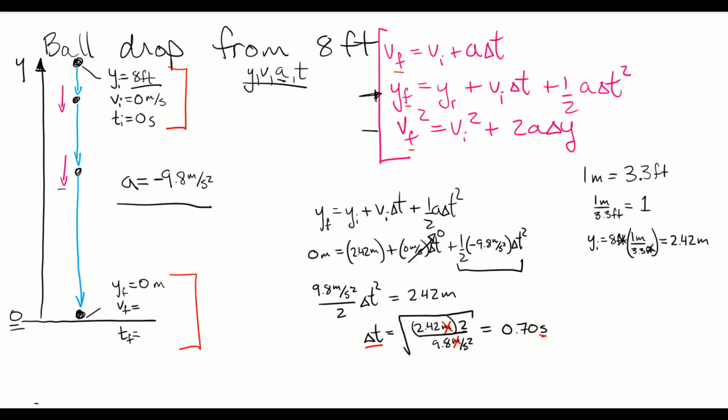Anyway, we've solved that problem. We figured out how long it takes for a ball that I dropped from 8 feet to make it to the ground. If we wanted to, we could continue to go. We could figure out how fast it hit the ground, what the speed or the velocity of that ball was, and keep going from there. But for now, this is what we're doing.